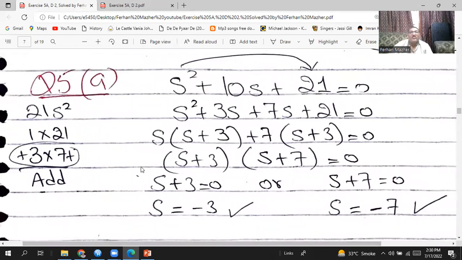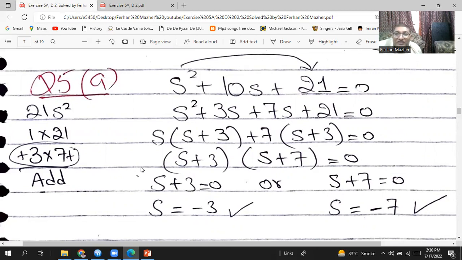Okay, so question number 5, A part. I will multiply the extreme terms to get 21. So we will write the factors of the 21. They are 1 multiplied 21, 3 multiplied by 7. With the third term's positive sign, I will write here add. So I will select that pair which by addition will give me 10s.